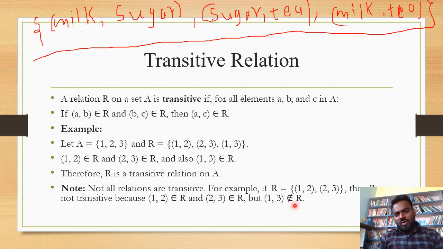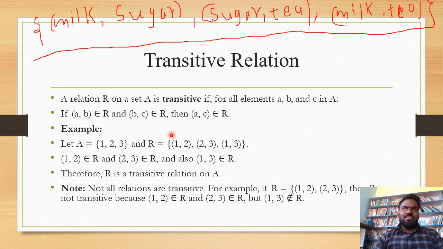For example, (1,2) and (2,3). So (1,2) belongs to R, (2,3) belongs to R, but (1,3) does not belong to R. So it means that this is not a transitive relation. Hope you are getting this from the example I have mentioned above.